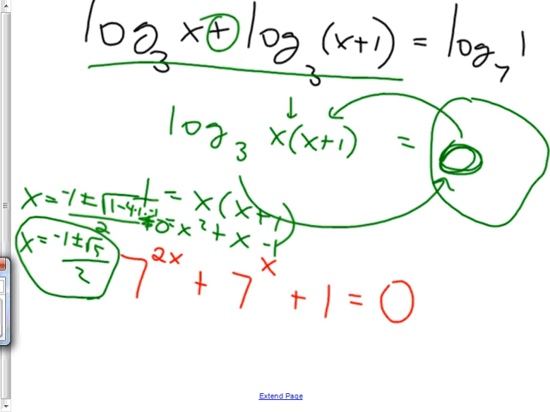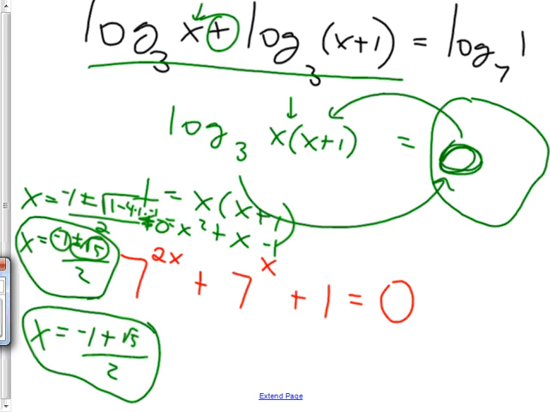Now, is it possible that one of those is negative and therefore will crash because when you put it in, it won't work? Yeah, which one's negative? The one where you had negative 1 and you minus root 5? That's going to be negative. So therefore, that one is extraneous. Therefore, it's x equals negative 1 plus root 5 over 2. It's the only one that would work. It's not pretty, but isn't x alone?